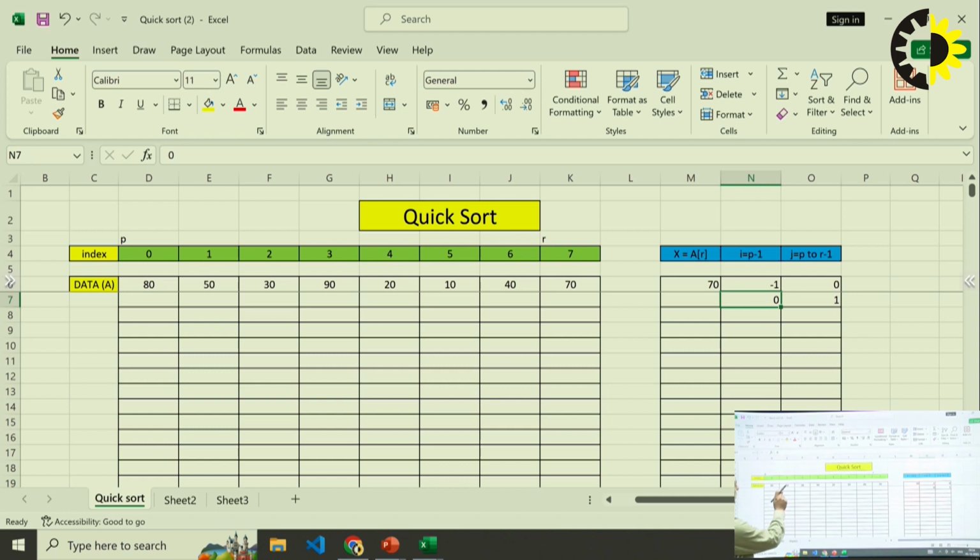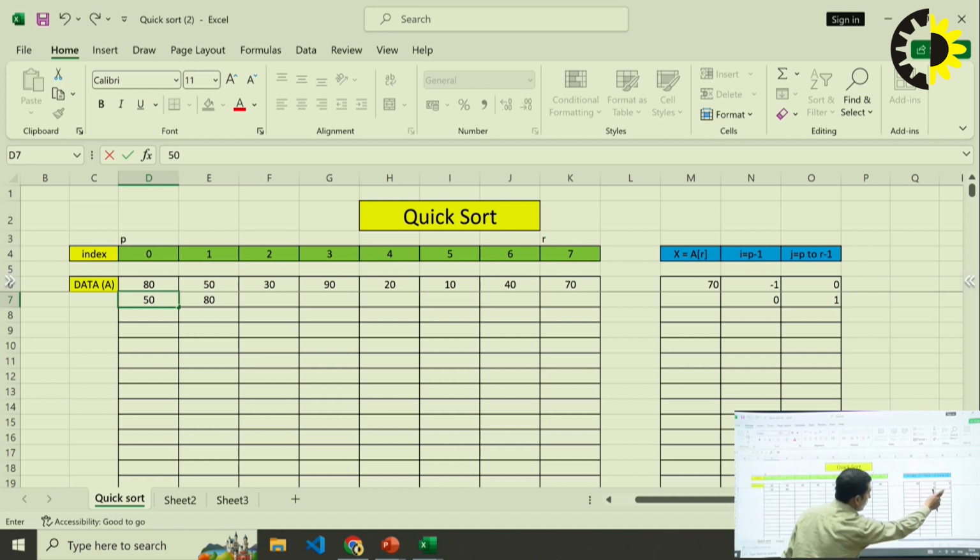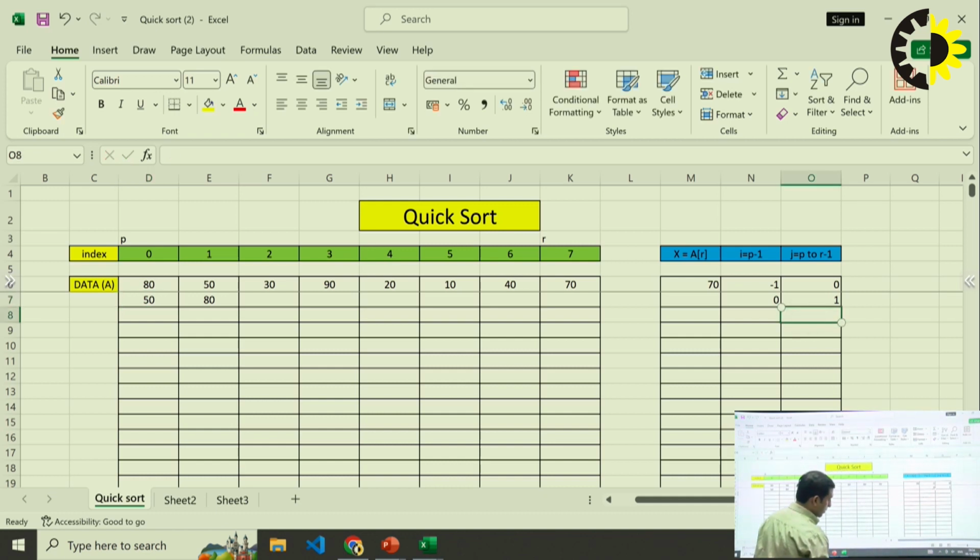Now swap the elements: 80 will come here and 50 will come here. Okay. Next increment J. Again loop. Now this is 30, which is less than X. Then what to do? Just two steps: increment I, then swap the elements indicated by I and J.